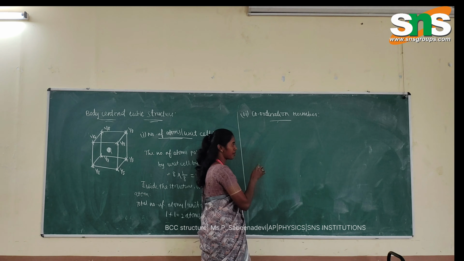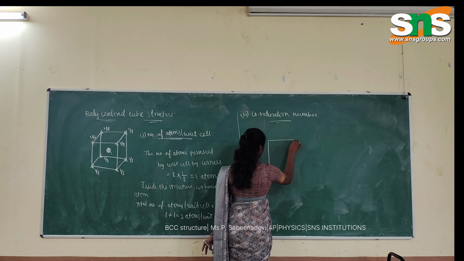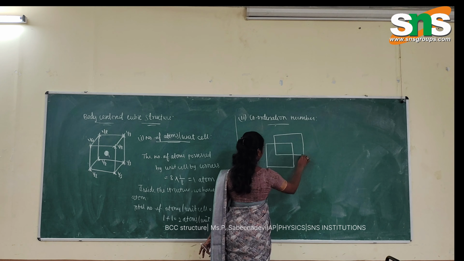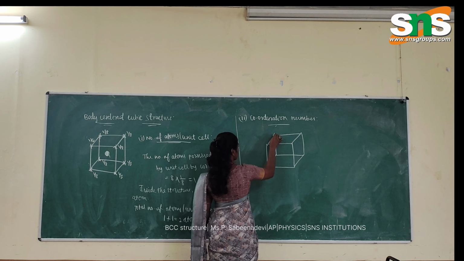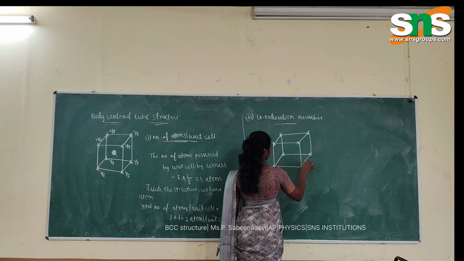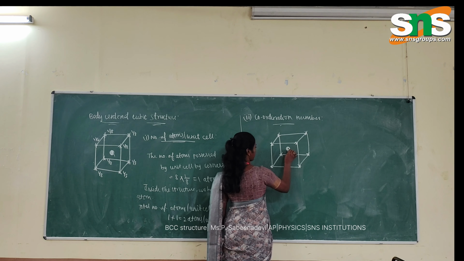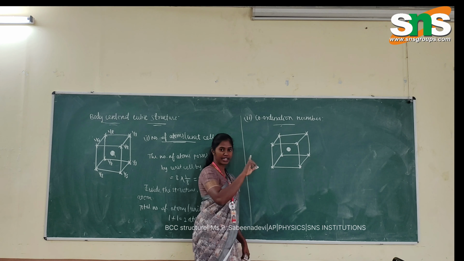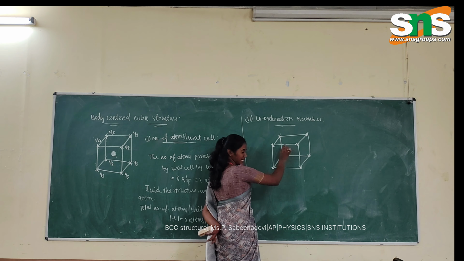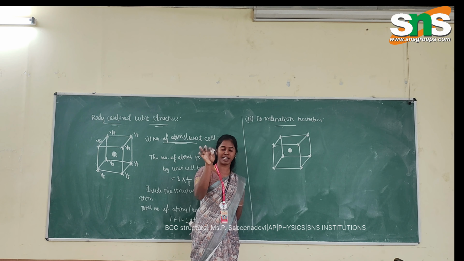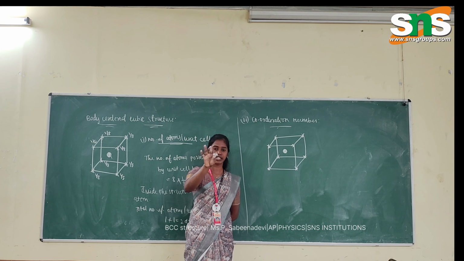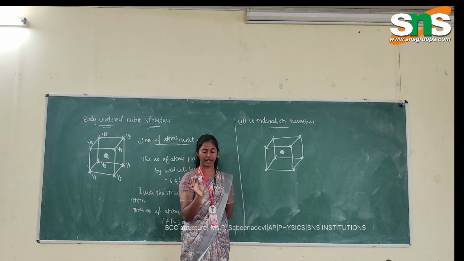We have to find the coordination number value here. Let us consider the BCC structure. It has 8 corners, and in the body it has one full atom. Let us consider this body centered atom. Let us imagine that this classroom is the cubic structure. It has 8 corners, and inside the classroom we have one full atom placed here.